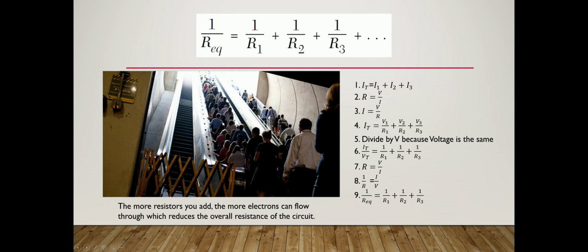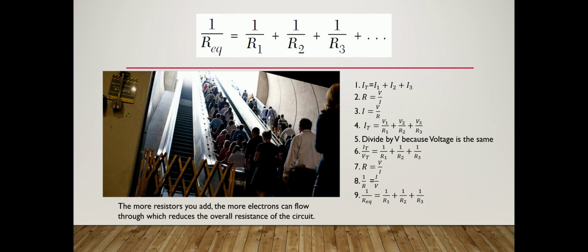Well, how do we decrease the resistance? Clearly, there's a huge bottleneck here, and that means there's a high resistance. How do we reduce this resistance to electrons that want to go through these resistors? Well, what we can do is add a third resistor, a third escalator. If we add a third escalator, now more people can travel through to the other side.